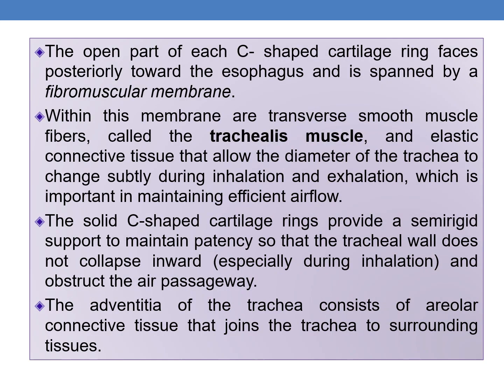The open part of each C-shaped cartilage ring faces posteriorly towards the esophagus and is spanned by the fibromuscular membrane. Within this membrane are transverse smooth muscle fibers called the trachealis muscle and elastic connective tissue that allows the diameter of the trachea to change subtly during inhalation and exhalation, which is important in maintaining efficient airflow.